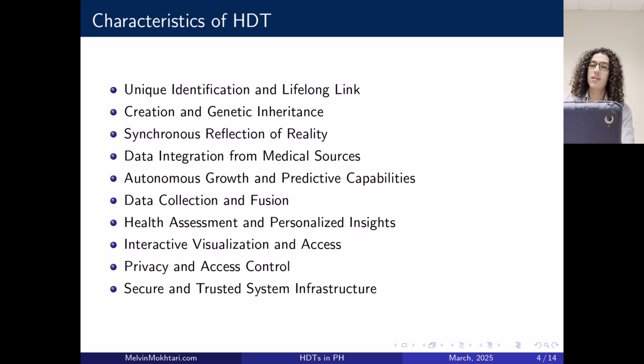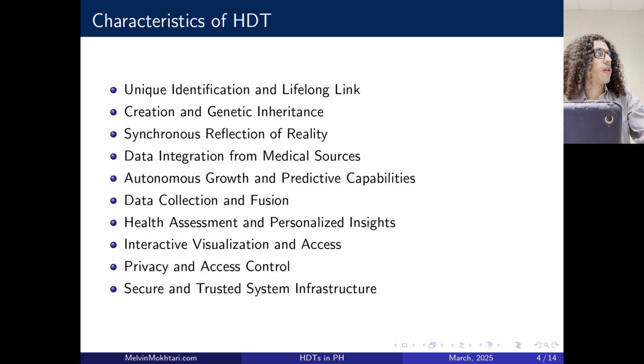The fourth one, data integration from medical sources. With your permission, doctors or healthcare providers or caregivers can upload all of your medical information, such as your scans, your test results, your treatments, even everything related to your health, to build a super complete health profile in your HDT. Some parts of your HDT, like height and weight, can grow automatically based on traditional historical data and how humans usually grow. But real-time data from, let's say, a smart ring or smart watch, can keep it fine-tuned and accurate.